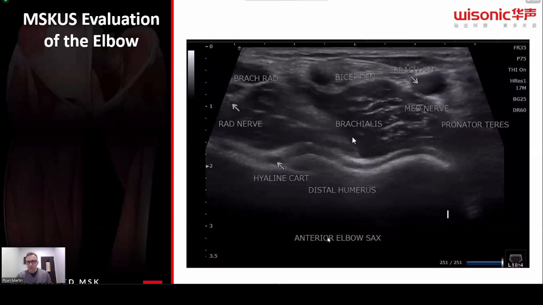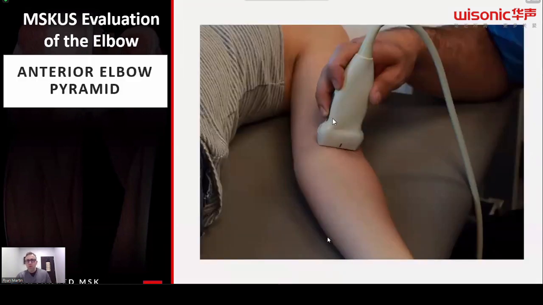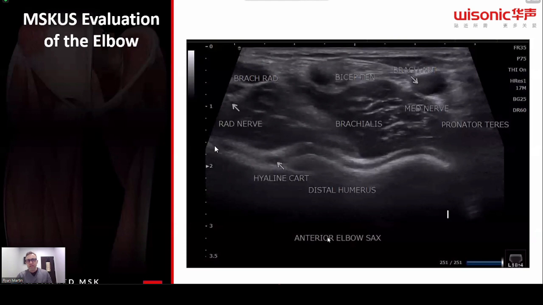Now, at this level you can see the probe is distal on the humerus, right before the joint line. You'll know you're at the joint line when you look at your screen and you see this wave down at the bottom. That space right there is the distal humerus. That is going to be the joint line, and you can see this dark line above it. That's going to be your hyaline cartilage. So this is the joint space right here.